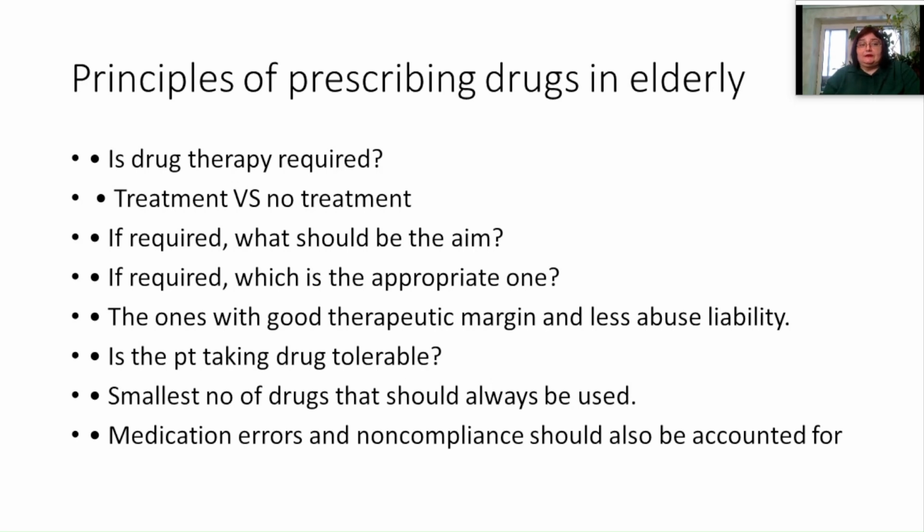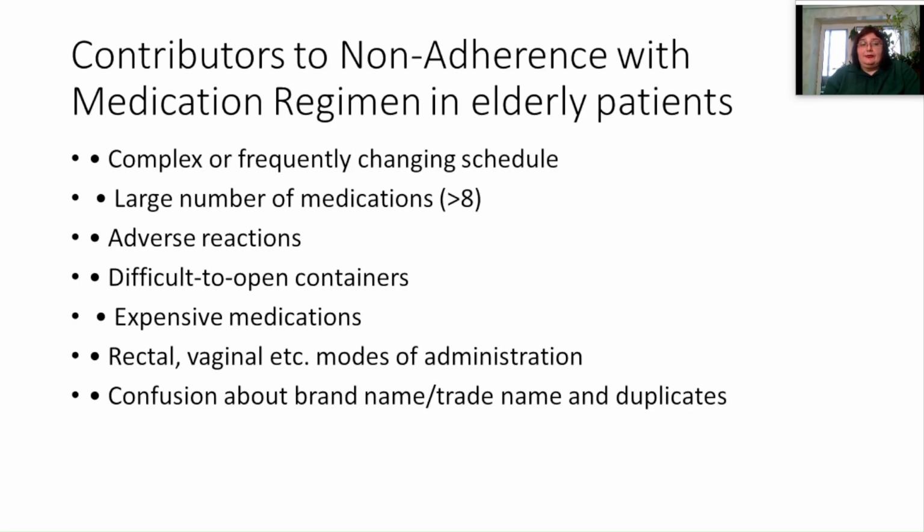It's very important. You should ask yourself, from your experience: is drug therapy required? Treatment or no treatment? If required, what should be the aim? If required, choose an appropriate one, with a good therapeutic margin or less abuse liability. Is the drug tolerable? The smallest number of drugs should always be used. Medication errors and non-compliance should also be accounted for.